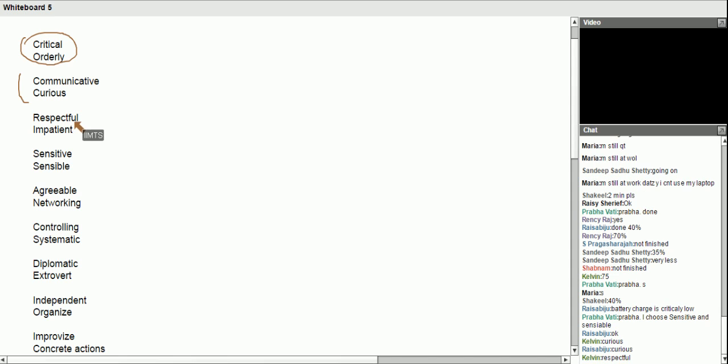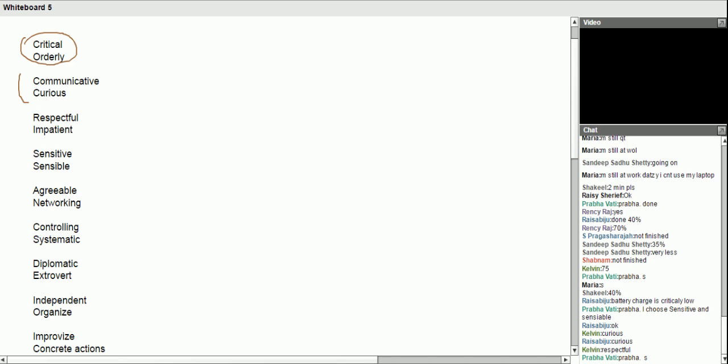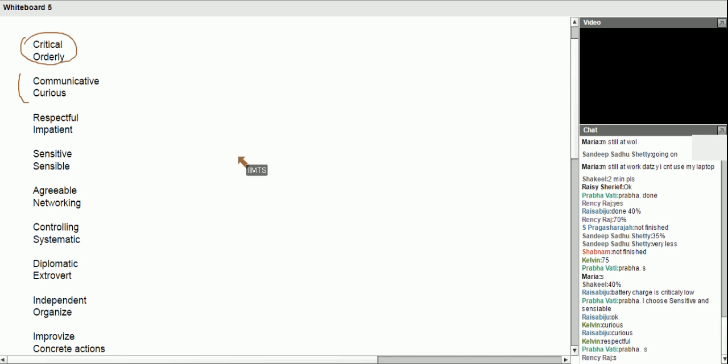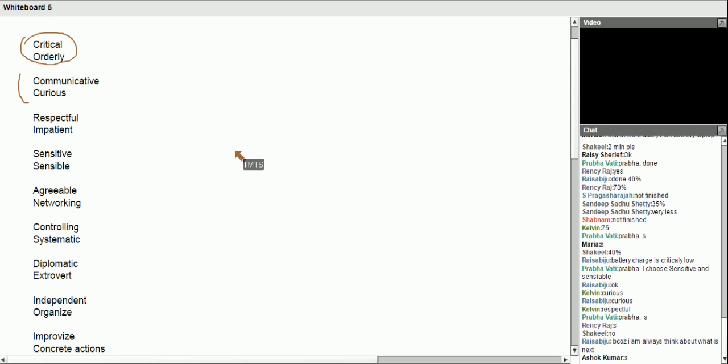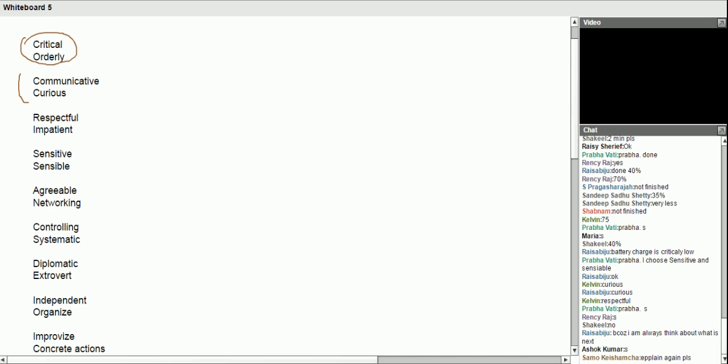Is it clear to everyone what you have to do here? Is it clear what you have to do here? Yes or no? If you are not able to follow it, just ask me in the chat box itself. Okay, so just write down your answers in the chat box and make it a bit brief rather than just making it a one-liner. It should not be a one-liner, please.